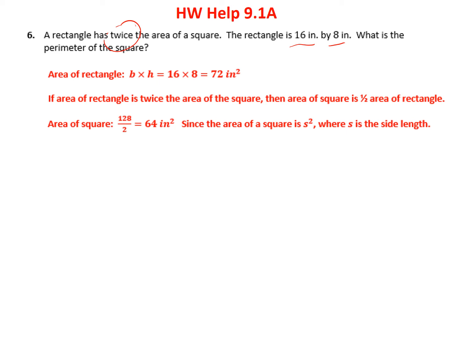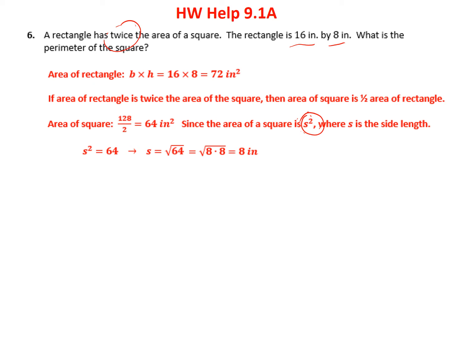However, the area of a square, since the sides are the same, is simply side times side, or side squared. So I know in this case that side squared has to equal 64. If s squared equals 64, then the side is simply the square root of 64. Well, 64 is 8 times 8, so that means my side is 8 inches. But let's not stop there.